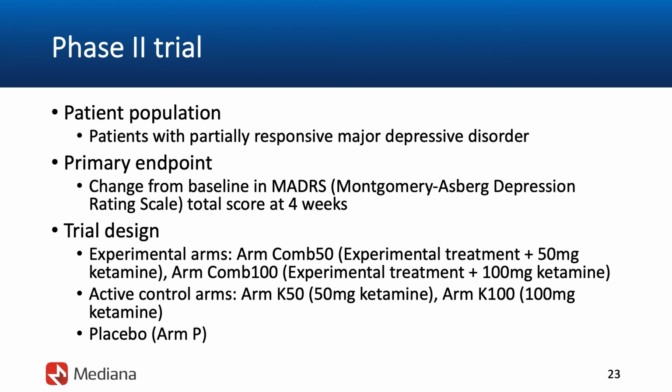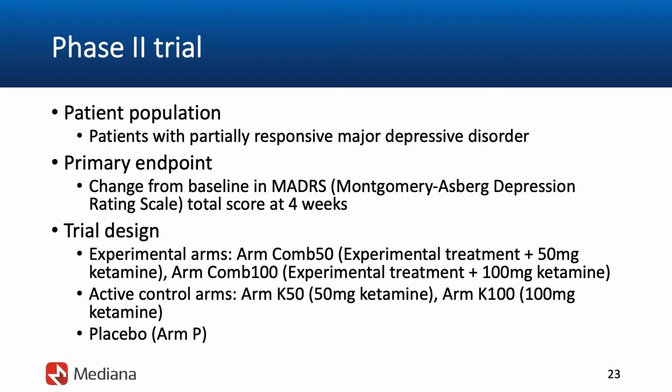The patient population in this particular clinical trial consisted of patients with partial responsive major depressive disorder, and the efficacy of the experimental treatment, and I'll tell you more about it in just a second, was measured using an endpoint which is commonly utilized in clinical trials for the treatment of major depressive disorder. It's the MADRS total score, which stands for Montgomery-Åsberg Depression Rating Scale, and it is evaluated at 4 weeks after baseline or after the moment when a patient is randomized to receive a treatment.